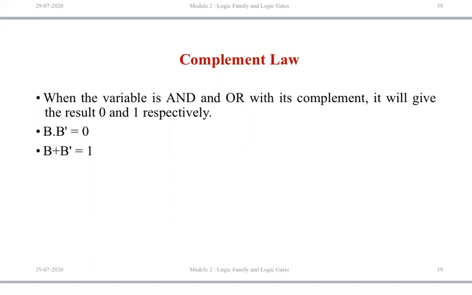So a variable ANDed with its complement will give me 0 because both are opposite. In the multiplication, if one is 1 then the other will be 0. So it will give me 0. And if I am ORing it, if any of them is 0, the other one will be 1. If one is 1, the other will be 0. So in any case I will get 1 because I am taking the complement. So b plus b dash will give me 1.